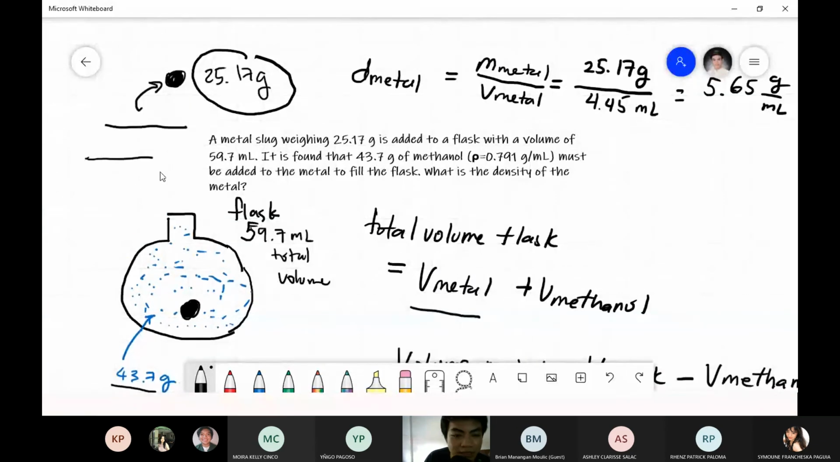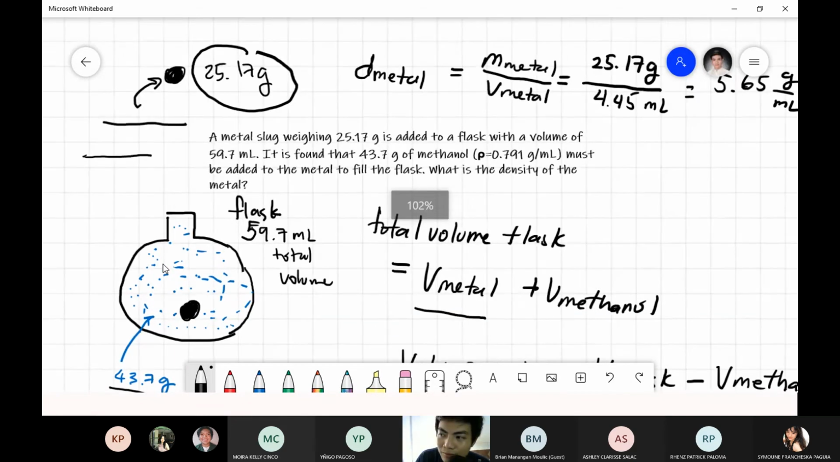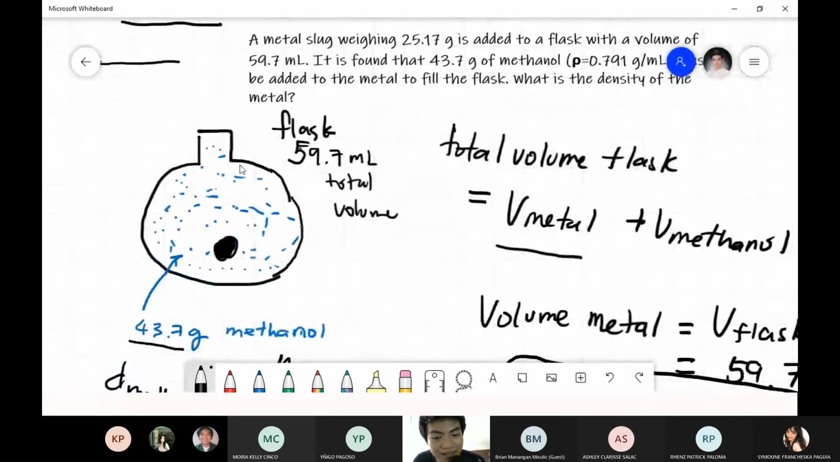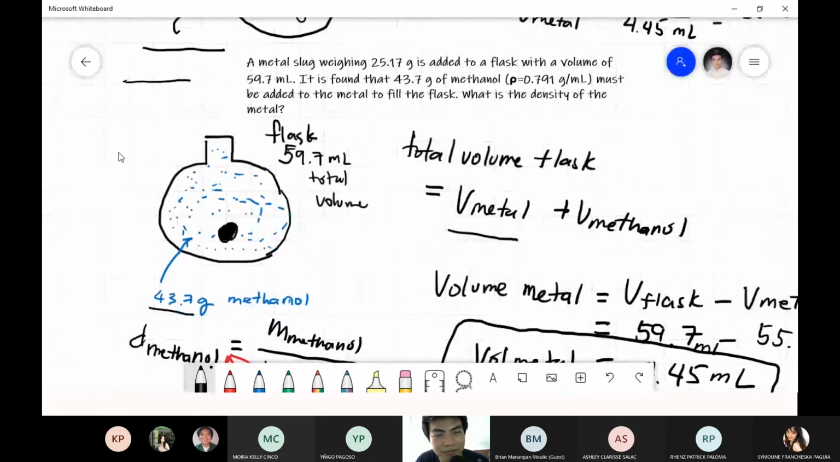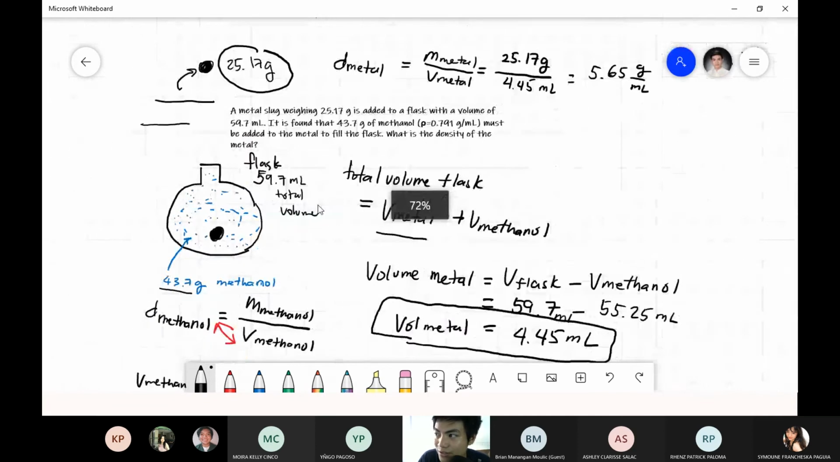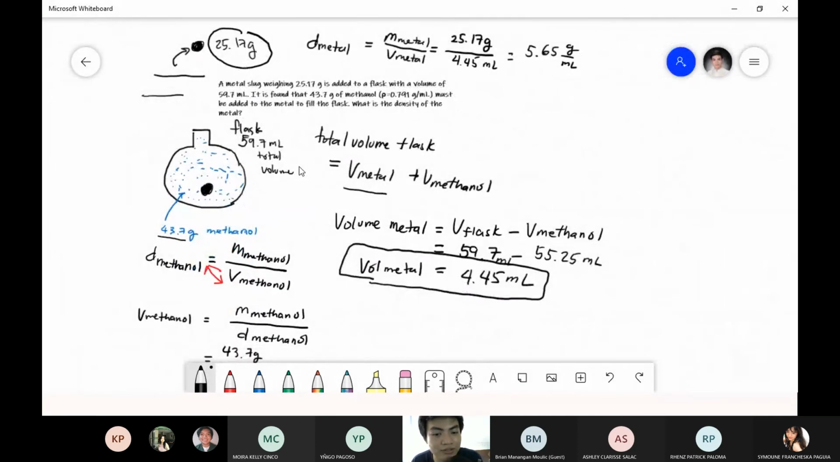So, gaya nga ng sinabi ko kanina, ang chemistry, mas maintindihan mo siya when you do drawings. Kahit pangit yung drawing mo, okay lang yan. Mahalaga na nakikita mo, na visualize mo yung process. Okay? So, do we have any questions with regards to this question? Or okay na, nakita na kung paano sagutan? Okay.